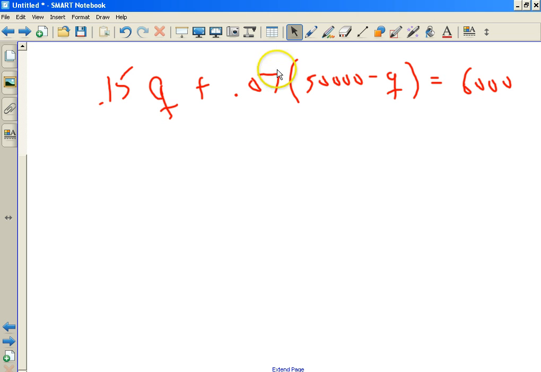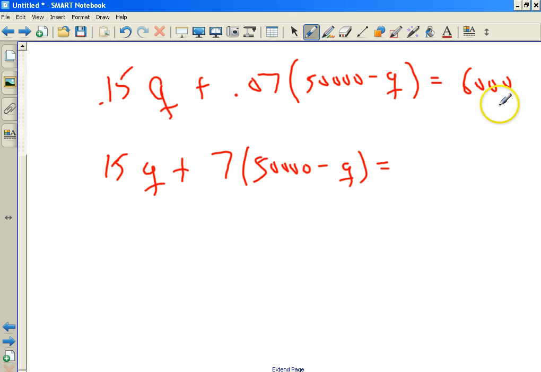You can distribute. You know what? At this point, I think people get a little crazy with decimal numbers. If you're comfortable with decimals, fine. Distribute and go ahead. But is there a way to get rid of these decimals? Isn't this 15 over 100? Isn't that what the decimal means? Isn't this 7 over 100? The 100's dividing. So how do you get rid of the 100? Multiply everywhere by 100, it makes it easier, okay? So I'm multiplying this by 100. Now you get 15Q plus 7 times 50,000 minus Q equals, what's 100 times 6,000? Well, it's 6,000 and throw on 2 more zeros, because 100 has 2 zeros in it. That's how you multiply by a power of 10, which in other words is 600,000.